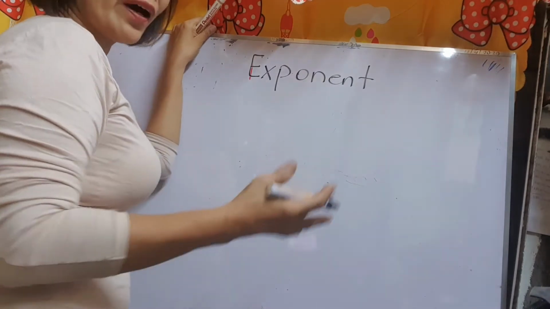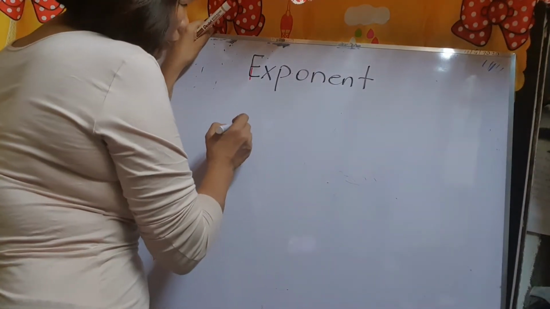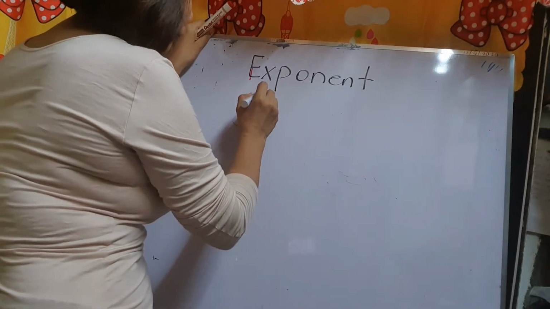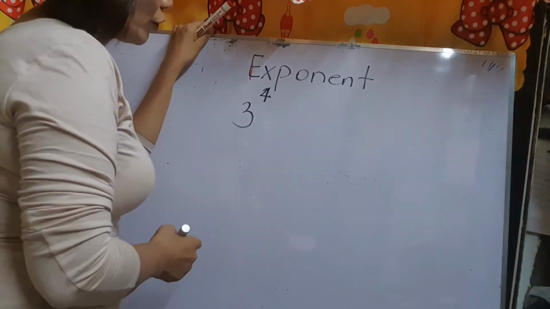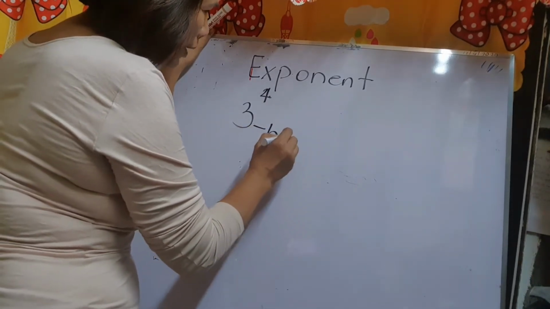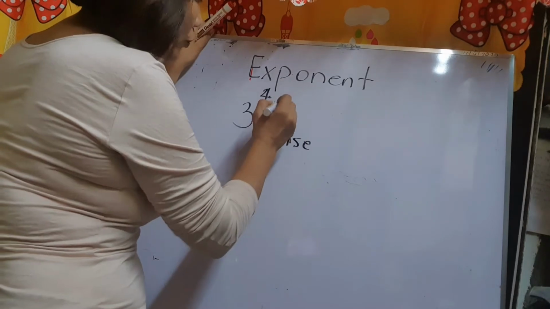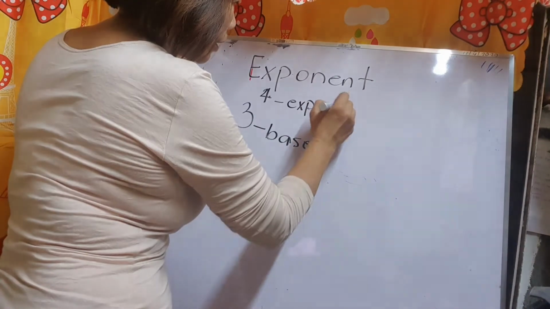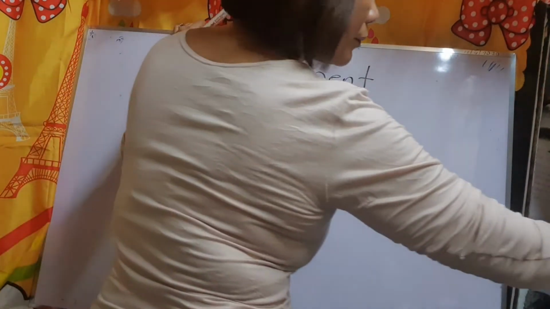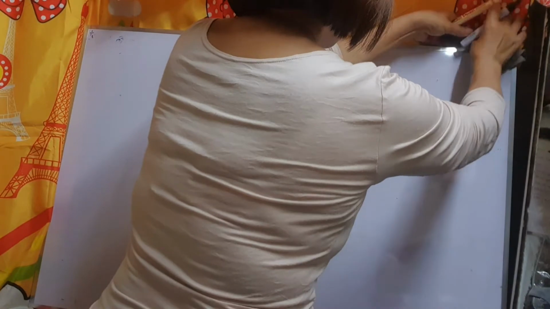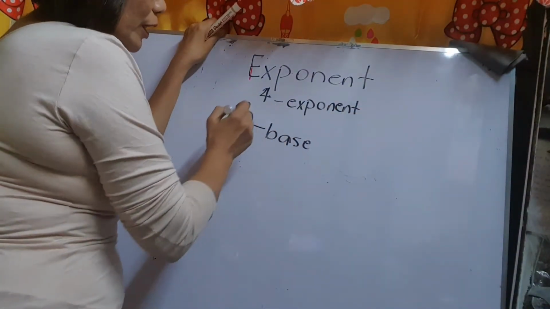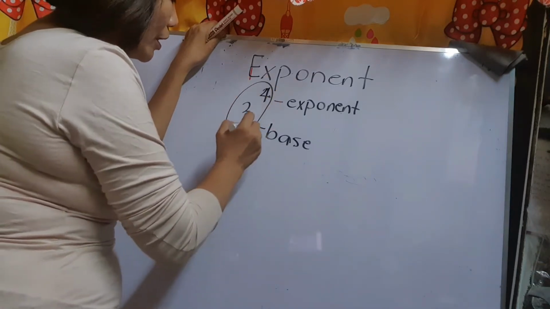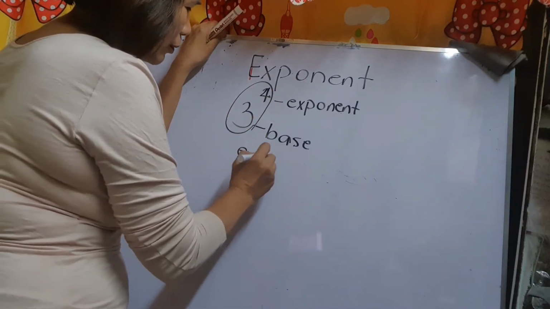Okay, so how do we define the exponent? Ito yung ating exponential form, okay? Tingnan natin ang ating exponent. Let's make it 3 to the 4th power. This is what we call the base. Now this is what we call the exponent. Now, with this one, how do we call this one? So, 3 to the 4th power. Now, this is what you call the exponential form.